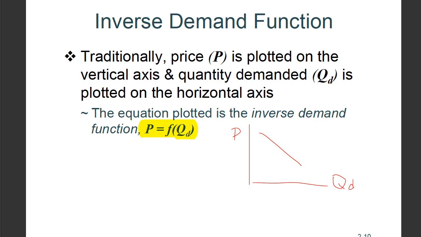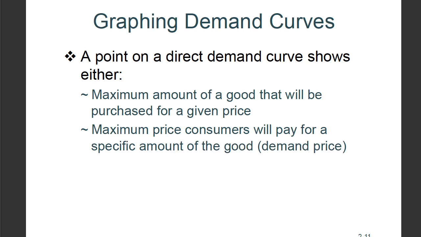But what happened to all the other variables? They're all gone. Am I going to ignore them? First, we say that a point on the direct demand curve shows either the maximum amount of a good that will be purchased for a given price, or the maximum price consumers will pay for a specific amount of the good.